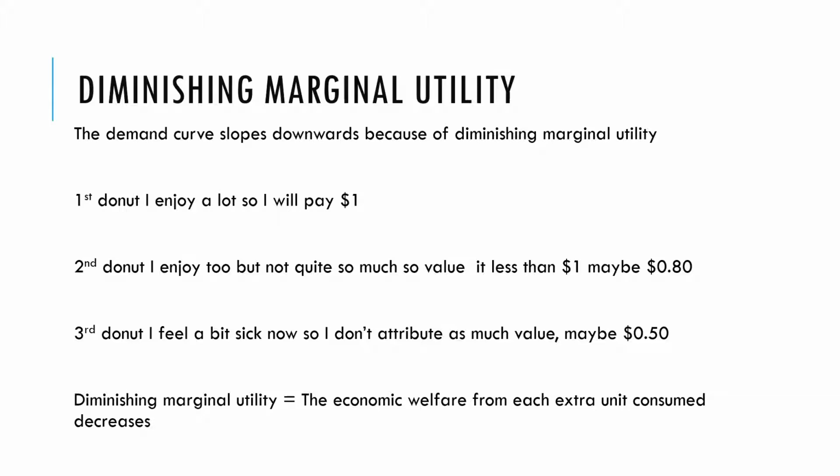So diminishing marginal utility is the idea that economic welfare, our enjoyment of consumption of each good or service, goes down, diminishes, from each extra unit that we consume. So for every extra donut I consume, my enjoyment is a little bit less.